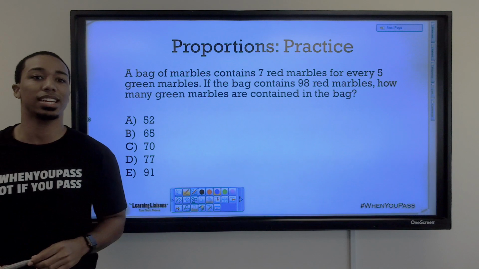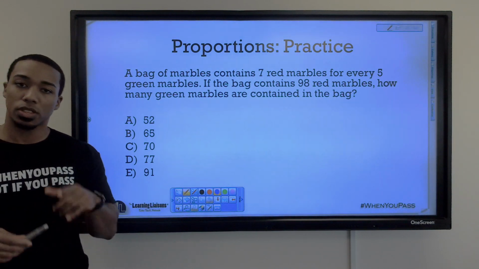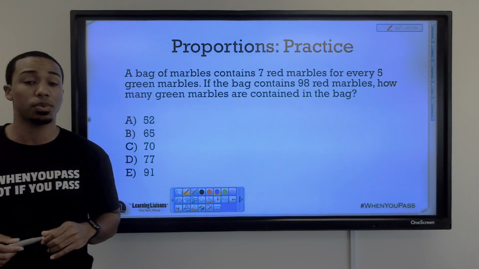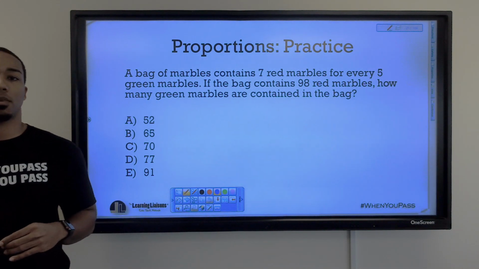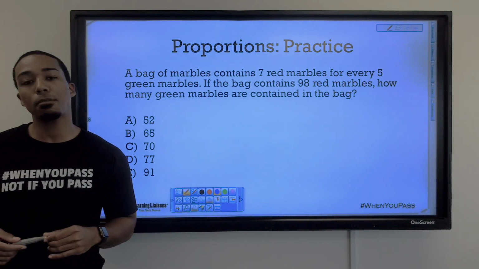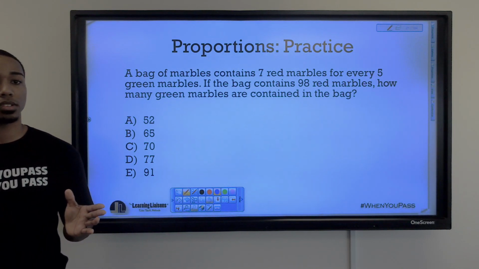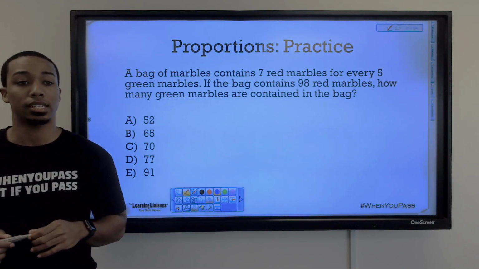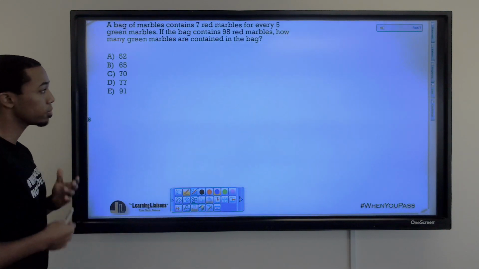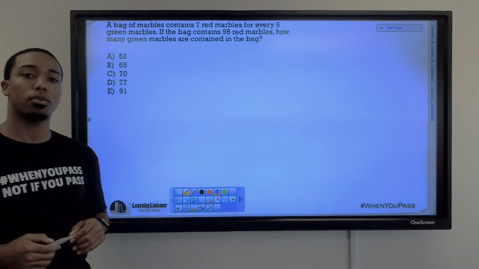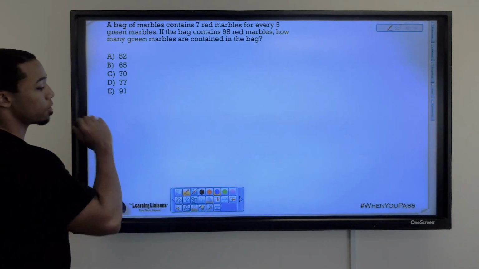All right, so let's go ahead and take a look at this first practice problem. This is one of the questions that we get, so pay attention closely here. A bag of marbles contains 7 red marbles for every 5 green. If the bag contains 98 red marbles, how many green marbles are contained in the bag? All right, here are our answer choices. So let's go ahead and set this bad boy up. Let's get information first.